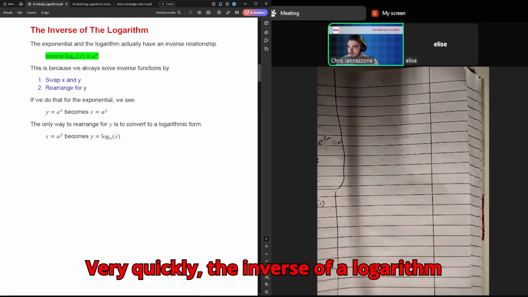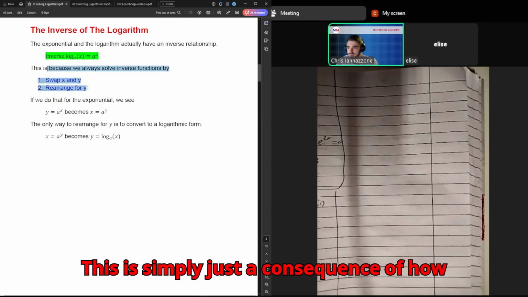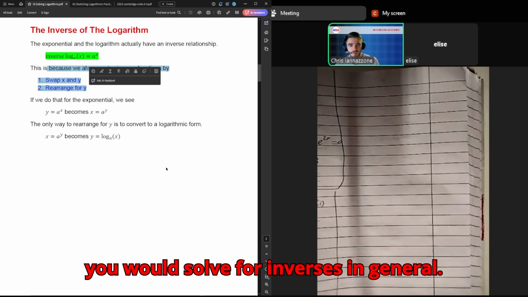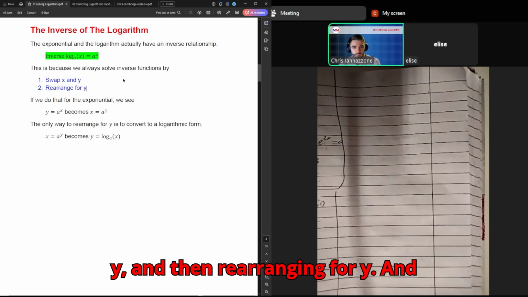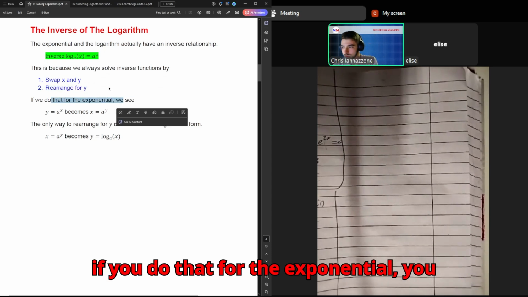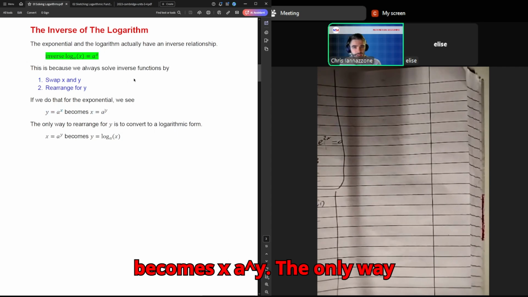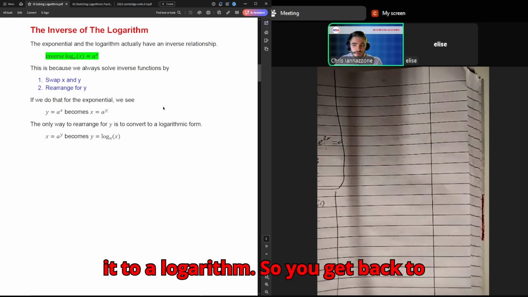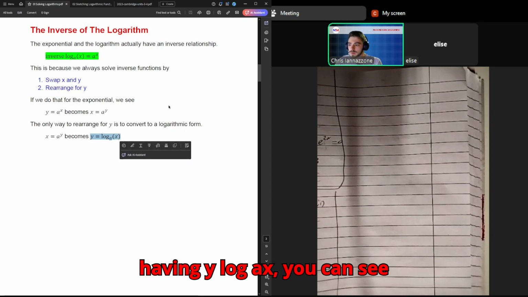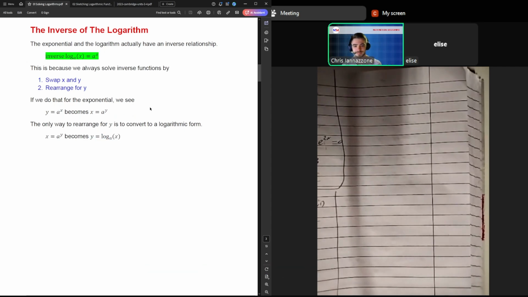Very quickly, the inverse of a logarithm is always its equivalent exponential. This is simply just a consequence of how you would solve for inverses in general. So you'd start by just swapping the x and y, and then rearranging for y. And if you do that for the exponential, you go from having y equals a to the x, and that becomes x equals a to the y. The only way to then rearrange for y is if you convert it to a logarithm. So you get back to having y equals log a of x. You can see that these are inverse pairs of each other. Is that fair enough? Yeah.